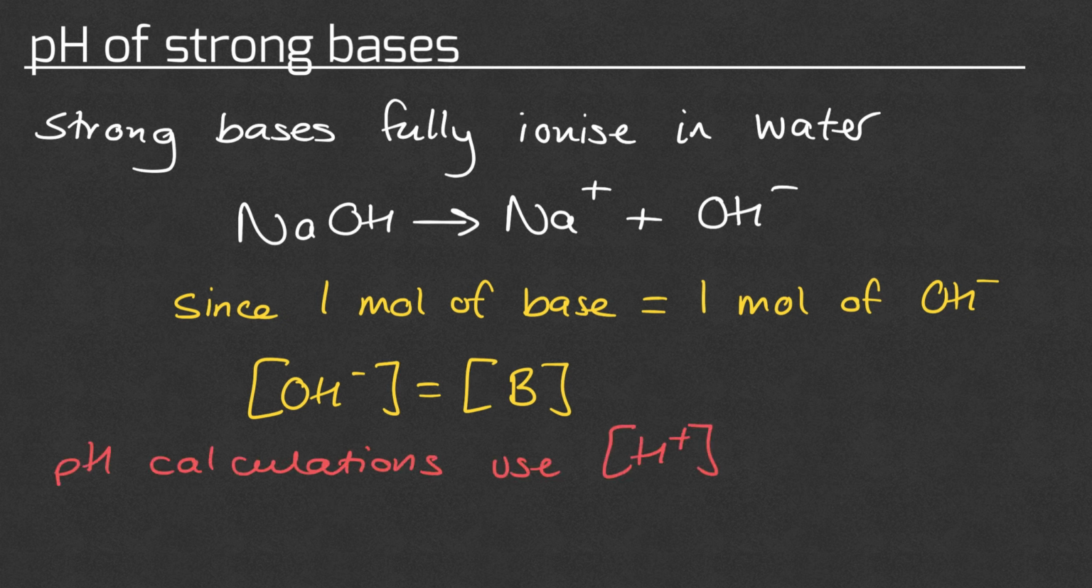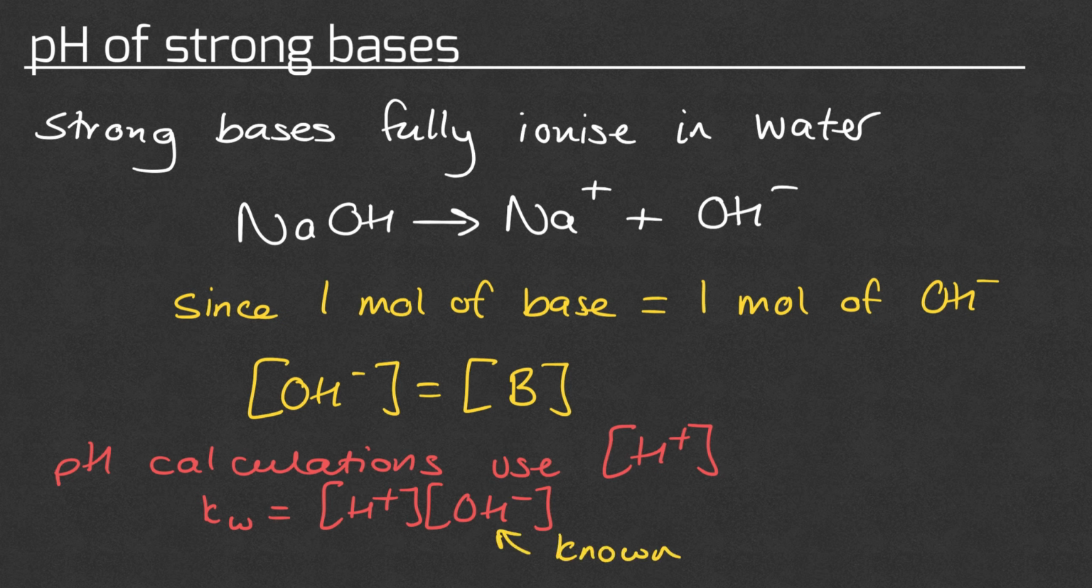Now if we calculated the concentration of an acid, we would go straight into our pH and H+ equations. But all pH calculations involve the use of H+. There's no pH calculation taking into account the concentration of OH-, because remember, pH is a measure of the concentration of hydrogen ions. So this is where we can bring in the Kw equation we looked at a moment ago. This now gives us an equation linking the concentration of hydrogen ions to the concentration of hydroxide ions.